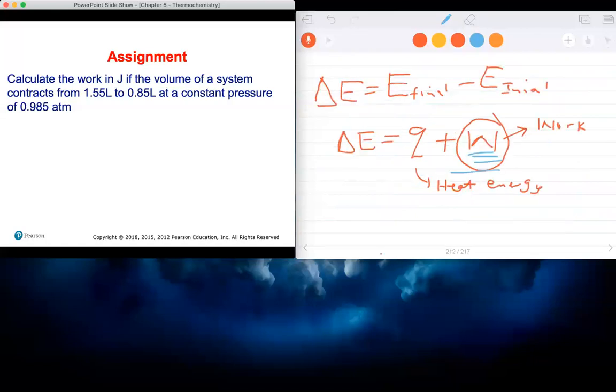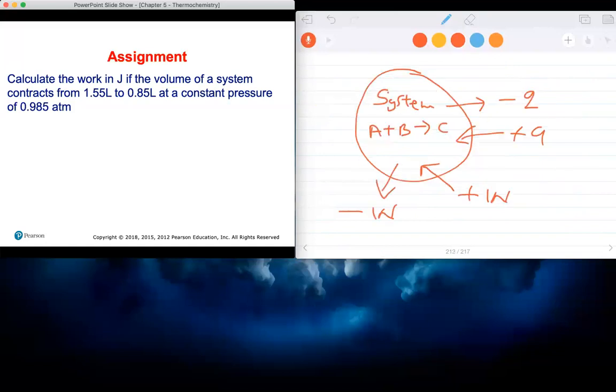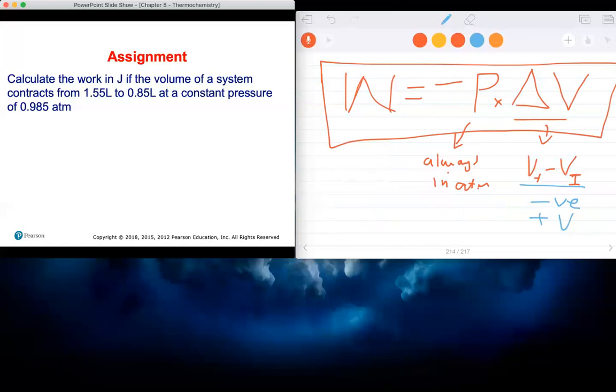How do we calculate work? It can be positive, it can be negative. Just plug in this equation, and everything will play out right, positive or negative. Don't worry whether it's positive. Remember, what can be done on the system can be done by the system.